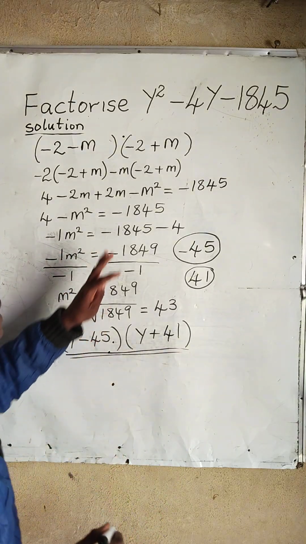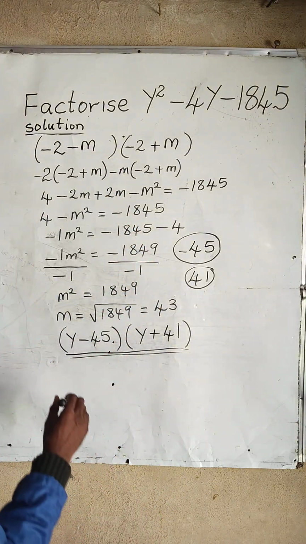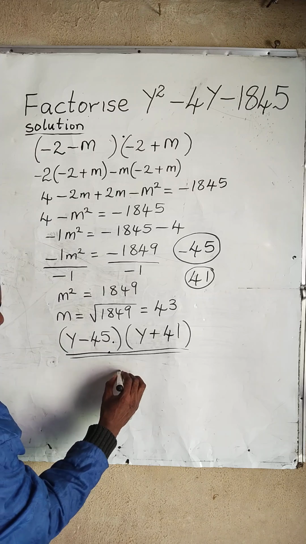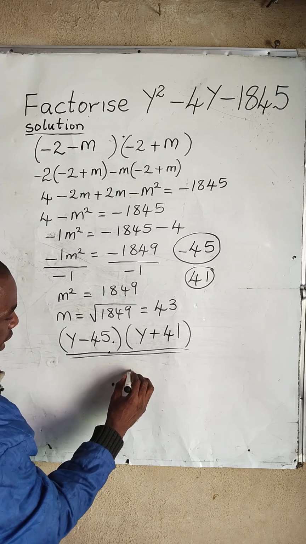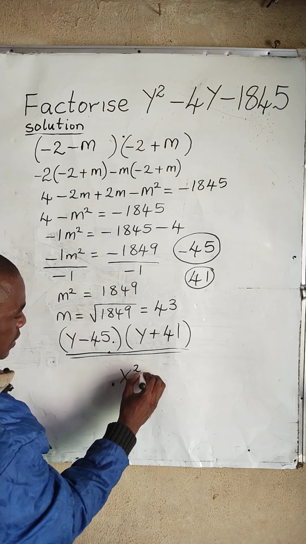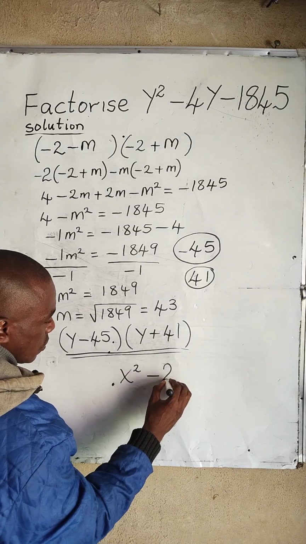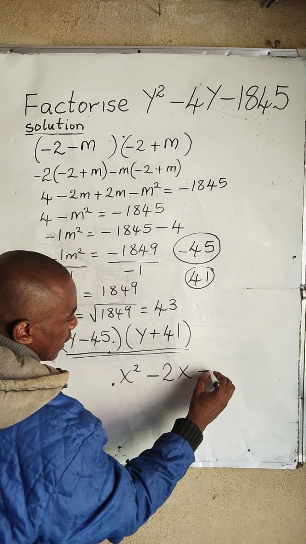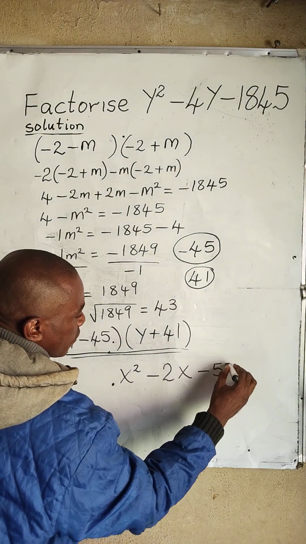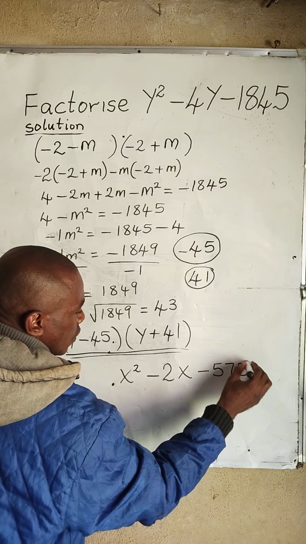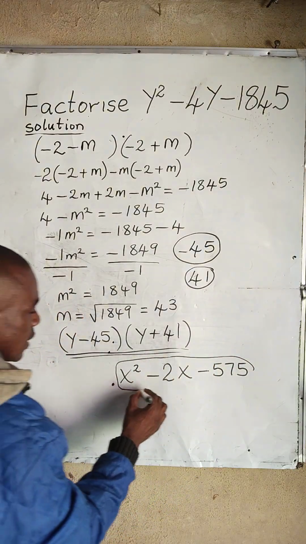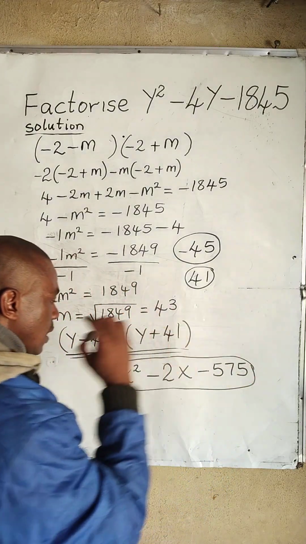Now, if you understand my method, make an attempt. Solve this: x squared minus 2x minus 575. Solve this and drop your answer in the comment section.